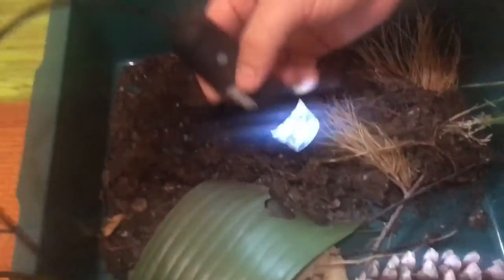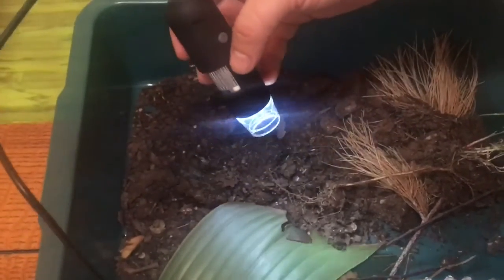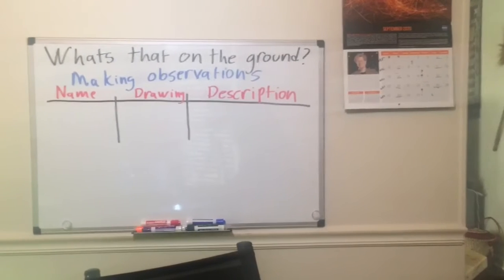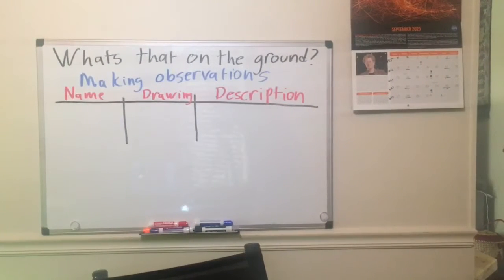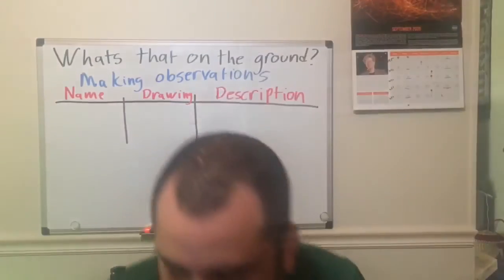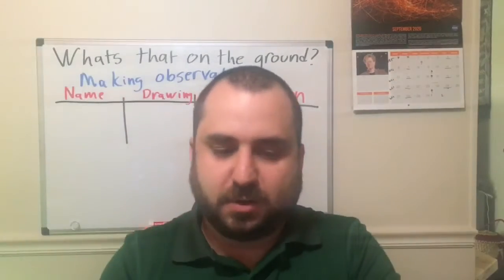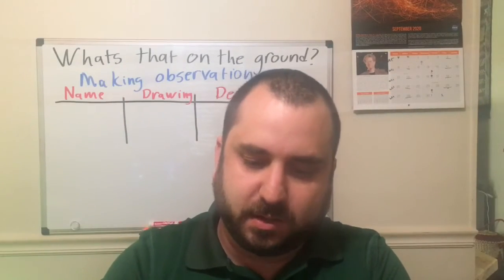So I'm going to set up my super duper microscope camera, and we're going to have a look at some of the things that we can see inside this dirt. Let me get set up here. And remember, we're going to be naming, drawing, and then describing the things that we see. That's called making our observations. So here I'm going to pull up my camera and set it up.